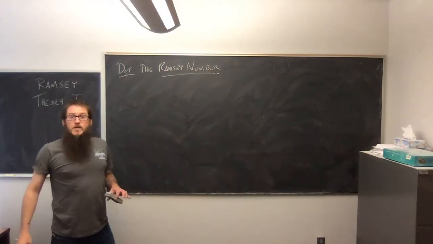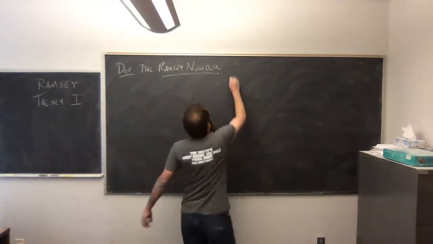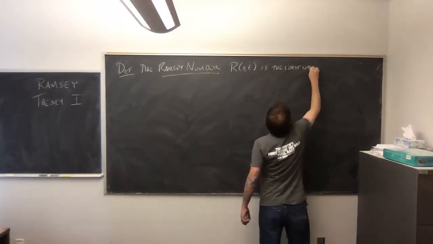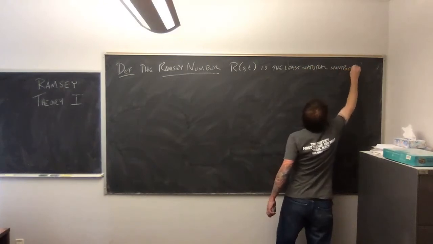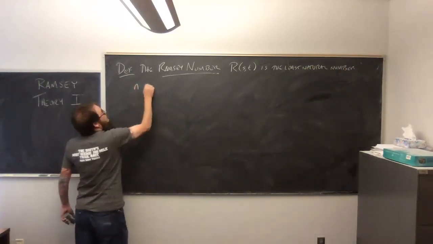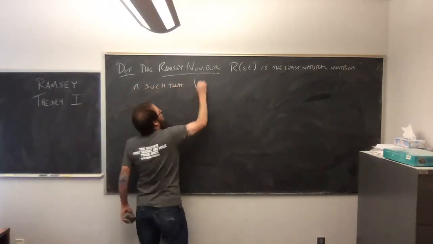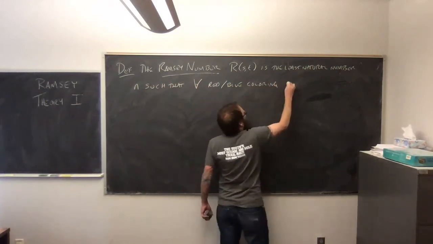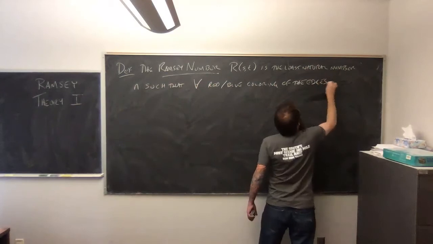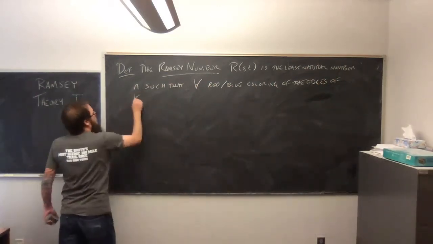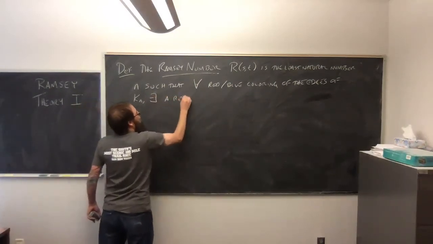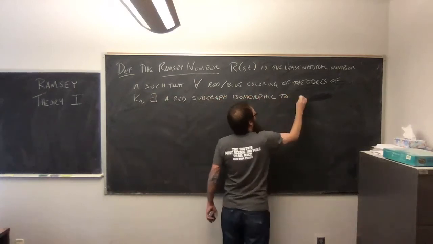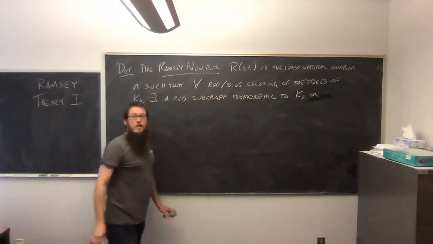So the Ramsey number is going to be denoted R(s,t). So s and t are its arguments. This is the least natural number n, such that for every red-blue coloring of the edges of Kn, there exists a red subgraph isomorphic to Ks, or a blue subgraph isomorphic to Kt.